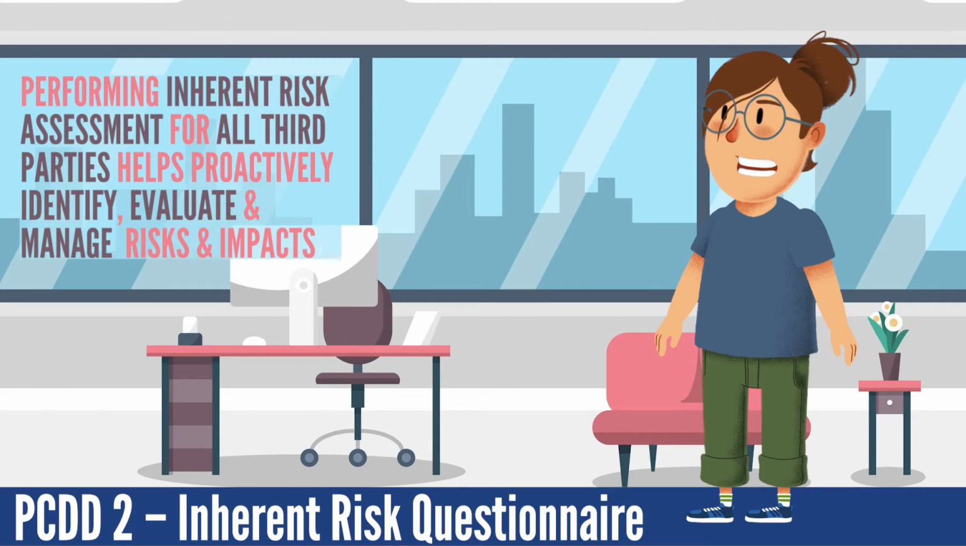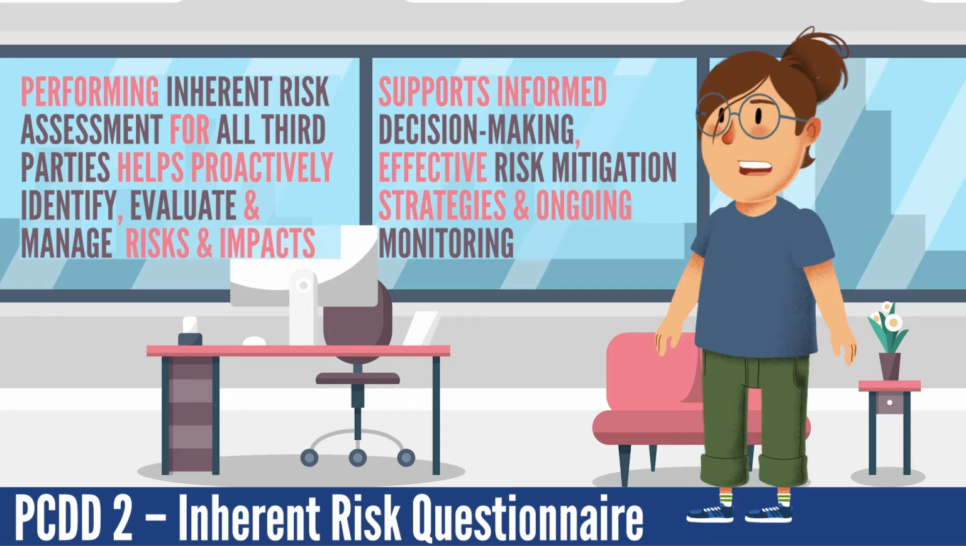Overall, performing an inherent risk assessment for all third parties helps organizations proactively identify, evaluate, and manage the risks and impacts third parties could pose to an organization. It supports informed decision-making, effective risk mitigation strategies, and ongoing monitoring to protect the organization's interests.